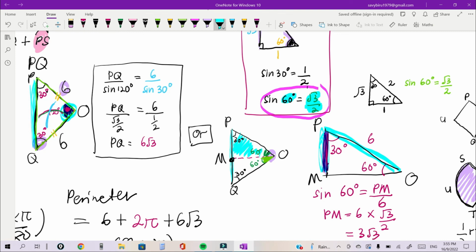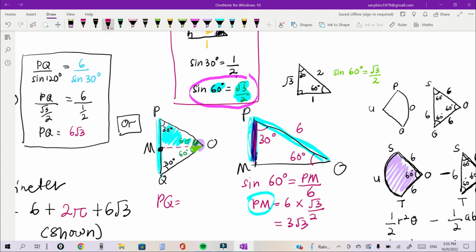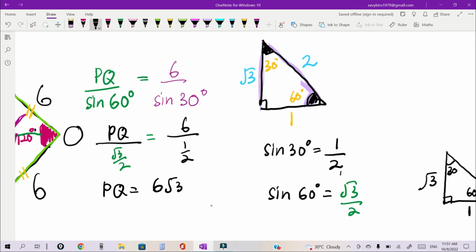We want to find PQ, where just now we got PM. So to find PQ, PQ is 2 PM. PM just now is 3 surd 3, so that's why the result is 6 surd 3. The same as the other method. So either you use the sine rule, the solution of triangle formula, or you use Pythagoras' theorem. So done.